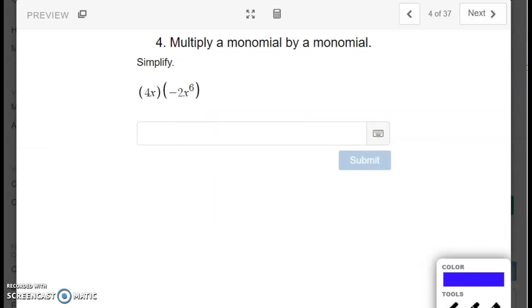All right, then finally multiply the monomial by monomial. Simplify. Okay, this time 4 times negative 2 is going to be negative 8. And x times x to the power of 6. X to the power of 6, x is being multiplied 6 times, and then one more. So that's just going to be simply x to the power of 7.